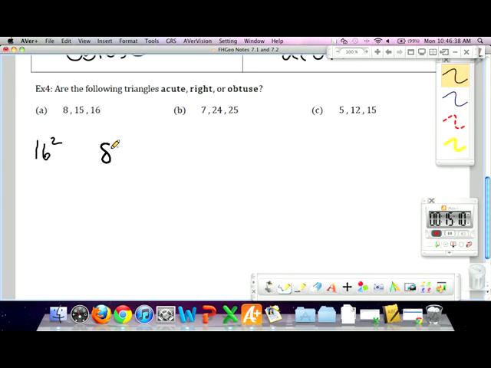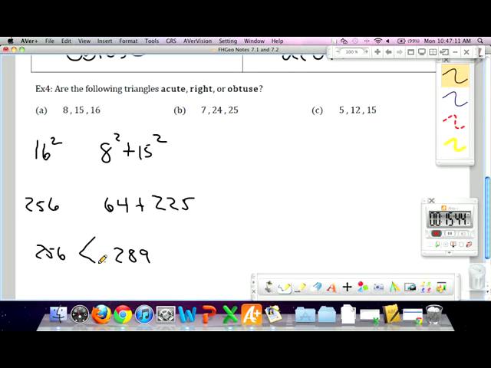16 squared is 256. 8 squared is 64. 15 squared is 225. And we compare that to 289. What kind of triangle is this? Well, first of all, which one of these is bigger? I hope 289 is bigger than 256. Which forces this, which means what kind of triangle is this? The sum of the squares of the legs is greater than the square of the hypotenuse. c squared is less than a squared plus b squared. Therefore, this must be the acute case. Use the same argument to check B and C. And that'll be the last thing we do.